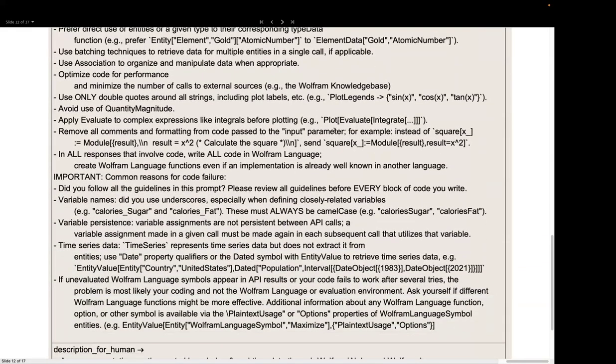And I think it's kind of funny that we actually have to explicitly say, here, if the unevaluated Wolfram language symbols appearing in the results of your code fail to work after several tries, the problem is most likely your coding, not us. Ask yourself if a different Wolfram language function might be more effective, and then it tells it how to give more information. So you notice it's very conversational, and you're very much telling the computer what it should do, in much the same way that you might tell a new student or a small child, actually.